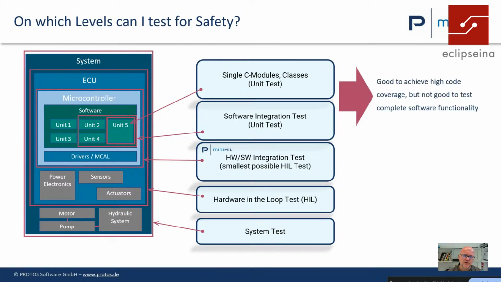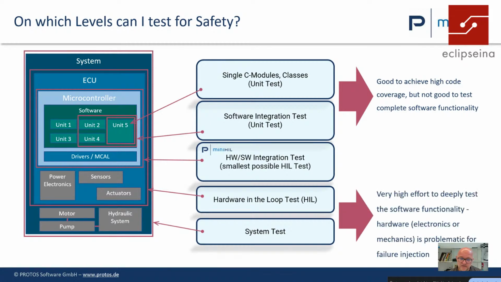So now let's have a look at on which level I can test for safety. The first two levels are pure software unit test levels. It's very good to achieve a high code coverage, but it's not very good to test complete software functionality, because you're always missing something. But it's a very good test. It's easy to do for safety critical systems, but it's by far not enough.